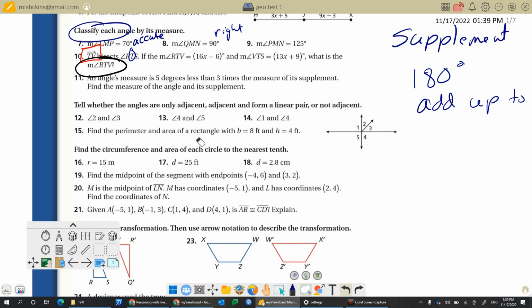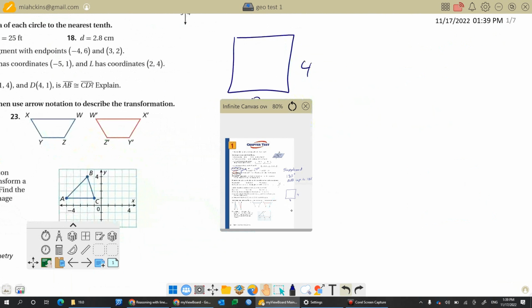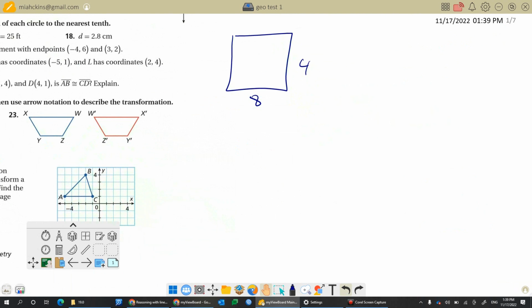Find the perimeter and area of a rectangle. So the perimeter, we have a rectangle here with 8 and 4. So then we get this here. And so this is 8 and this is 8 and this is 4, and the perimeter means we just are going to add all of those up.